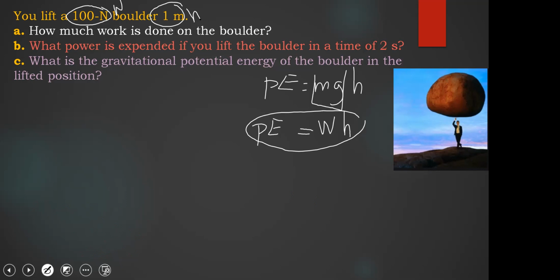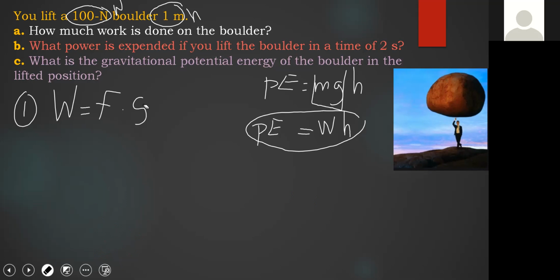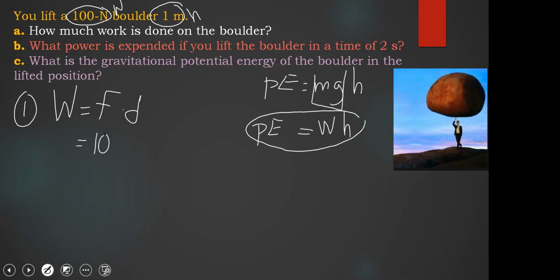Now, how much work is done on the boulder? I need now the work here. Okay? So to find the work, what do I have to say? It is the force times the distance. So what is the force here? It is 100, as Hanin said, in newtons, multiplied by the distance, which is 1 meter.